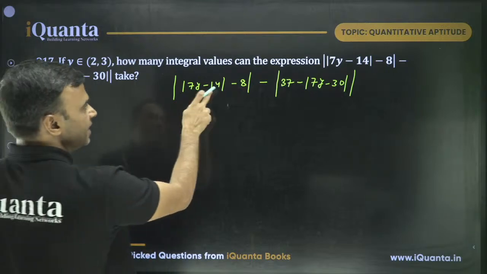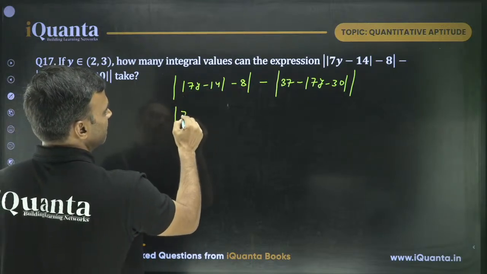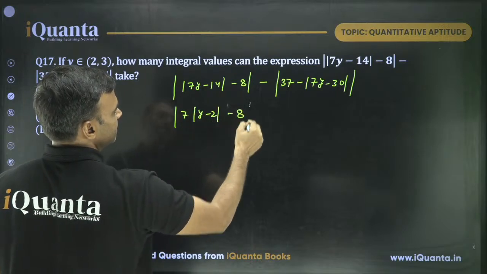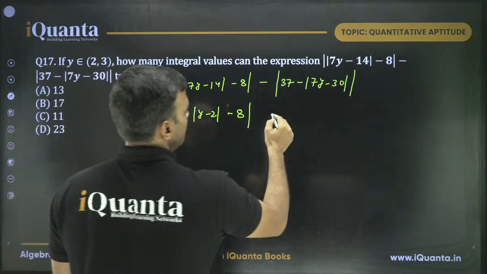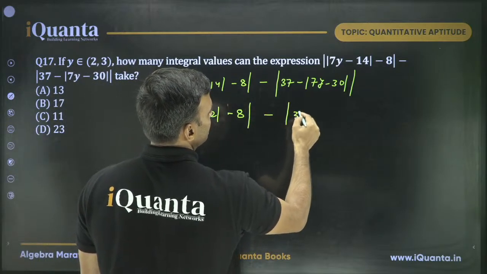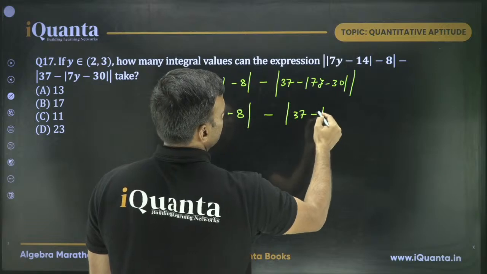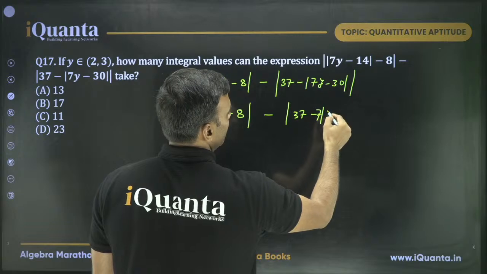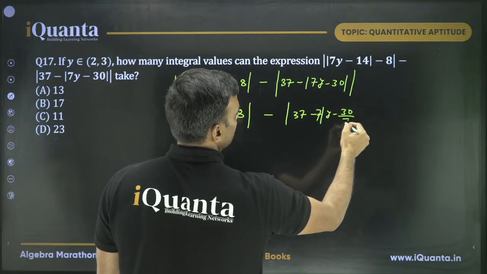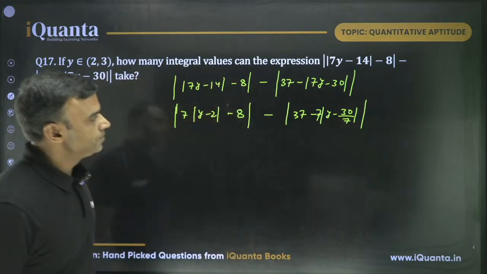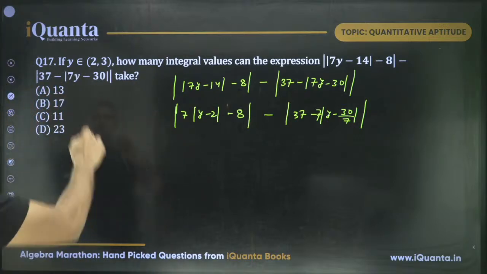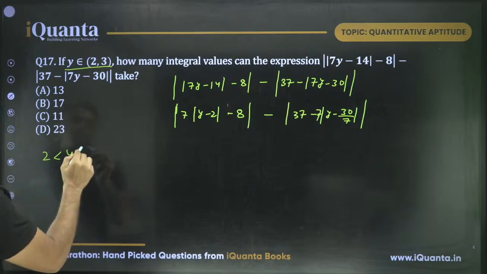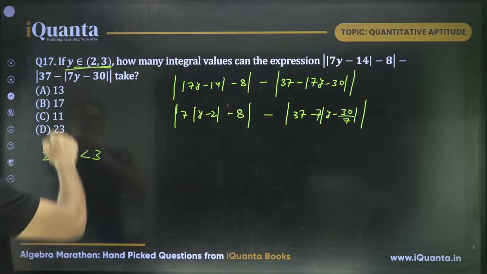Now here 7 is common, so first I take 7 out. Modulus of y minus 2, minus 8, so there are double modulus here, minus modulus of 37 minus modulus of, let me take 7 out of this too. So it becomes y minus 30 by 7. Now it is given that y is between 2 and 3. That means y is greater than 2 and less than 3.